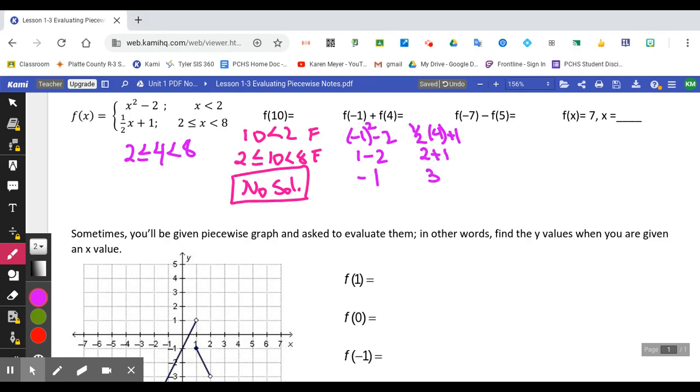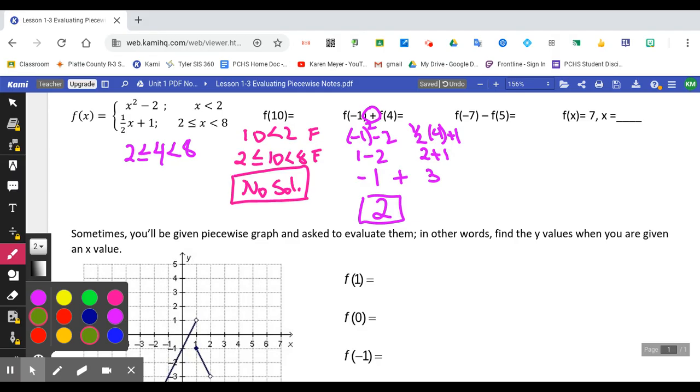Now, what am I going to do with these two answers? Well, if you look at the problem up above, it says plus. So now just add your two answers together, and the final one is 2. So now pause the video and take a minute and try this third one by yourself.